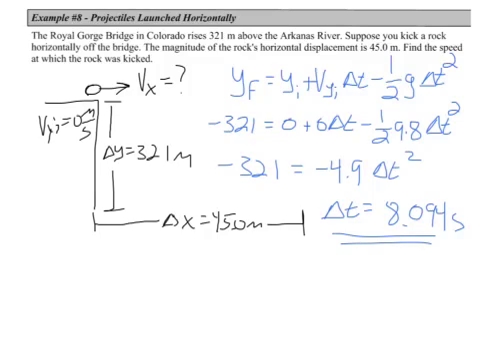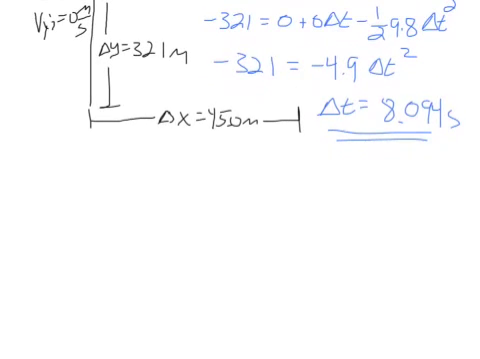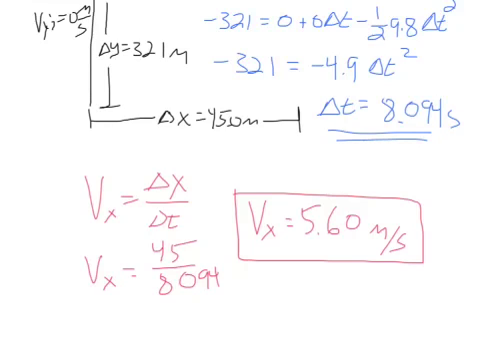Okay? So now from here, it's just a matter of using my constant velocity equation to find my Vx. So I'm looking for my launch velocity here. And as I run through that calculation then, I end up with 5.6 meters per second.